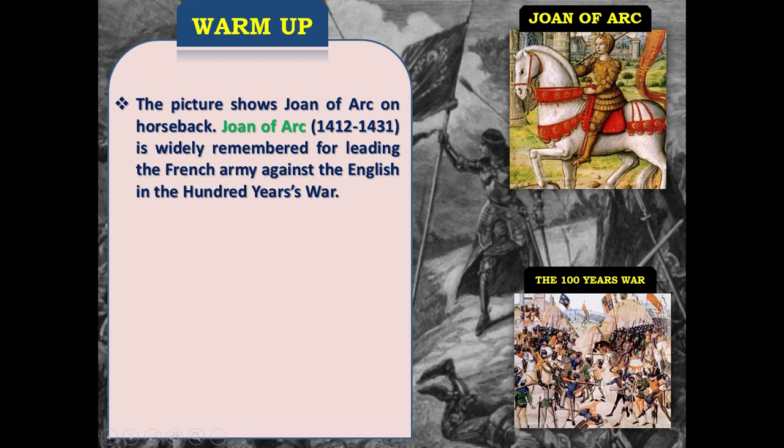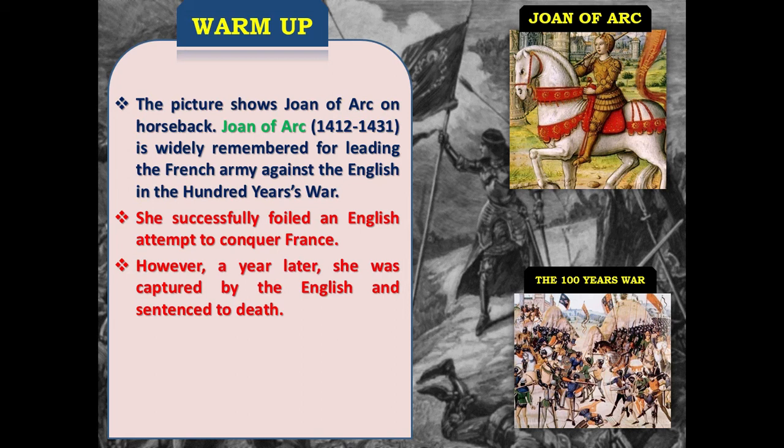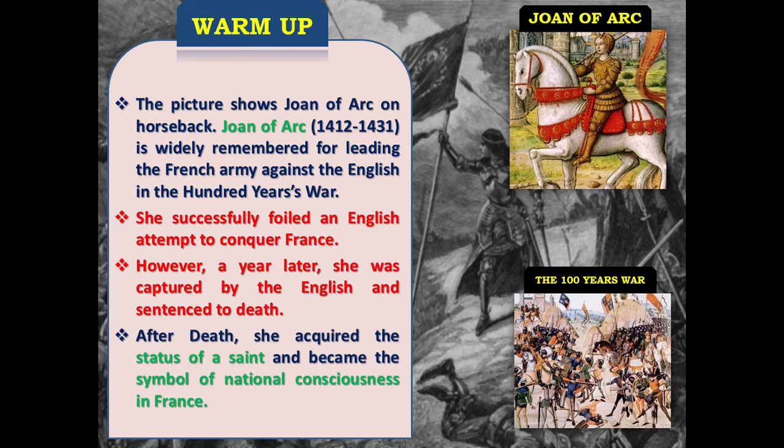See this picture. The picture shows Joan of Arc on horseback. Joan of Arc, whose period is 1412 to 1431, is widely remembered for leading the French army against the English in the Hundred Years' War. Actually, she successfully foiled an English attempt to conquer France, which was her country. However, a year later she was captured by the English and sentenced to death. After her death, she acquired the status of a saint and became the symbol of national consciousness in France.